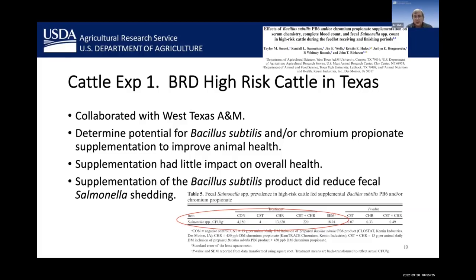I have shown the table here. Those are the average raw counts for fecal salmonella counts for the animals that we had in our own study. So Bacillus subtilis seems to have a significant impact on salmonella shedding.